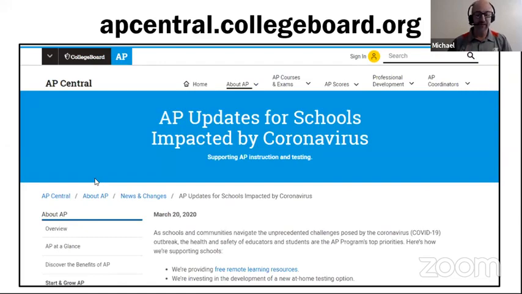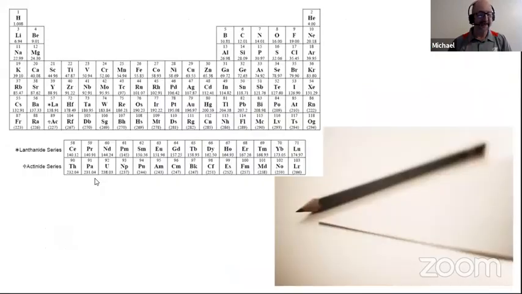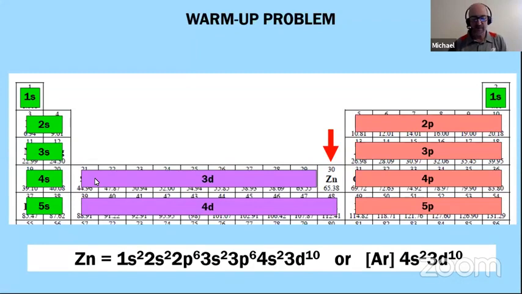All right, well, if you have a pencil or a pen and say 3d10, you don't have to necessarily write the entire configuration in full like that. You could also abbreviate it with the noble gas, argon, and then write 4s2 3d10. So either of those would be acceptable. In the language of the AP question, unless they say specifically to write the complete configuration, and they make any comment about not using the noble gas abbreviation, either of these would be acceptable.